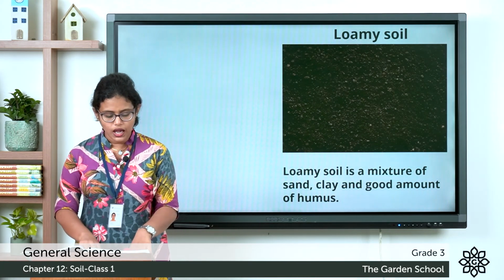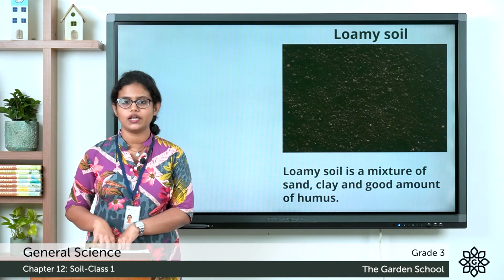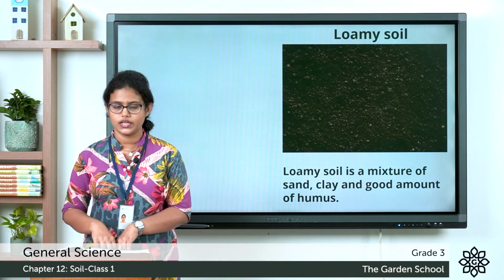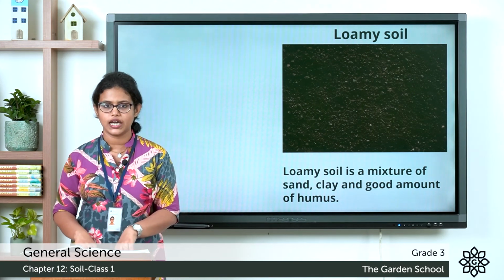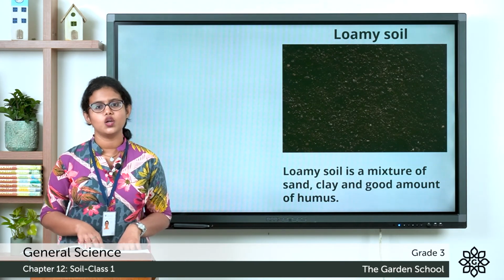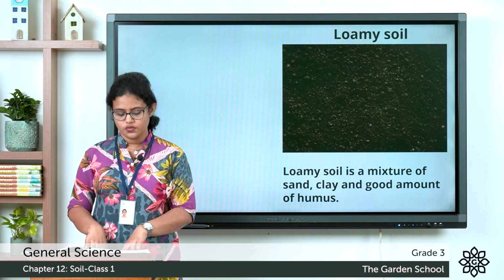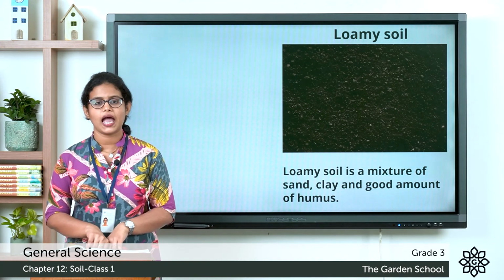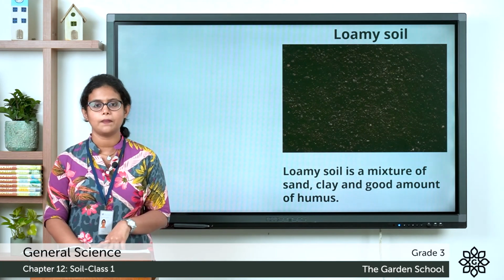Second one, plants grow well in sandy soil or loamy soil. So which soil? It is loamy soil. Third one, loamy soil is fertile, not fertile. It is very fertile. That is why plants grow in loamy soil. Fourth one, humus is mainly formed from the remains of plants or animals. It is formed mainly from the dead remains of plants.